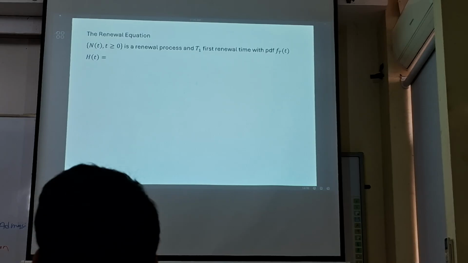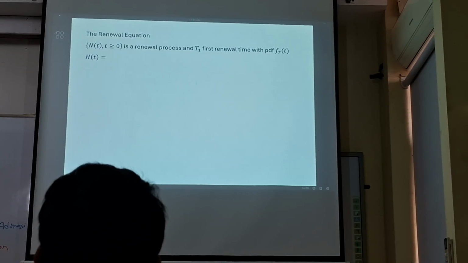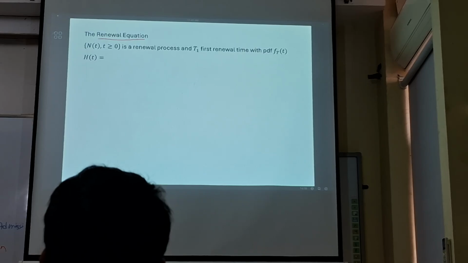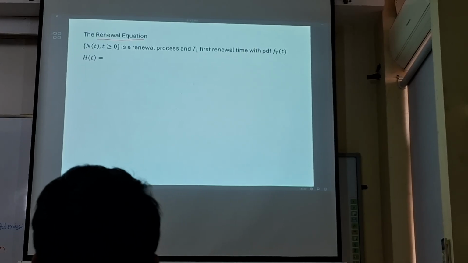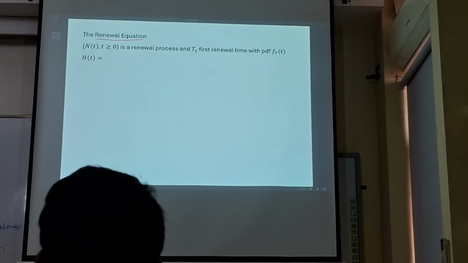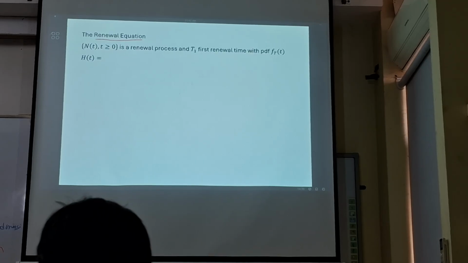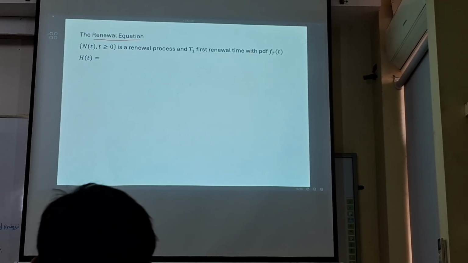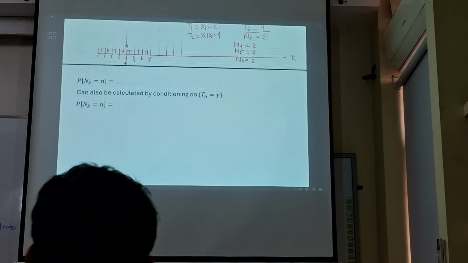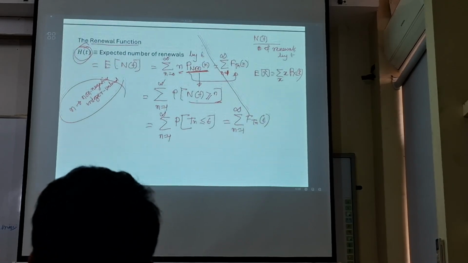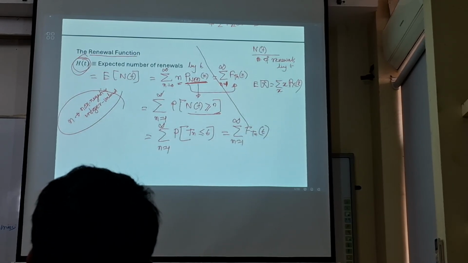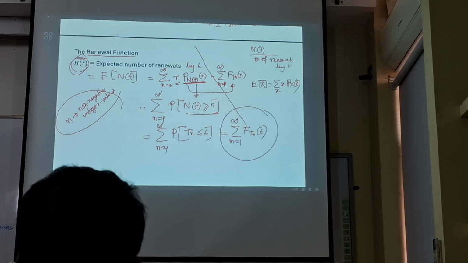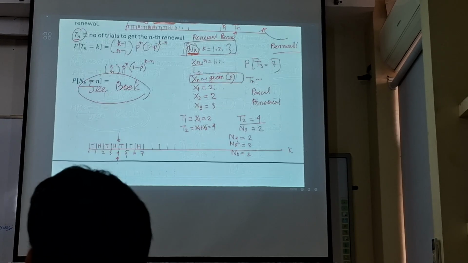Before we finish, let us look at the renewal equation. What does the renewal equation say? Previously we calculated, or we have shown, the renewal function. Where is it? The expected number of renewals, and we have given it as the sum of a sequence. Right?